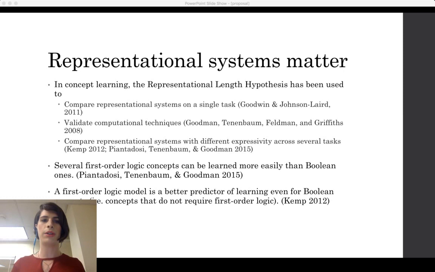Charles Kemp built a model that uses first order logic. And he found that that model is often a better predictor of learning than Boolean logic, even for concepts that do not require first order logic. So together, these results suggest that representations, as well as the representation length hypothesis alone, are important, that representation length on its own is probably insufficient for the study of concept learning, and they point to expressivity and the ways that we might consider it.